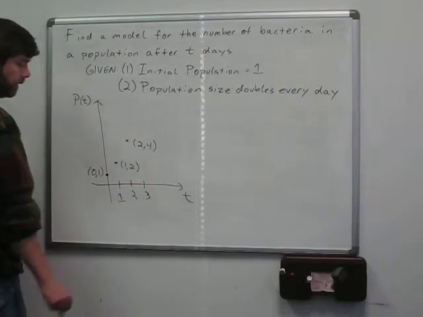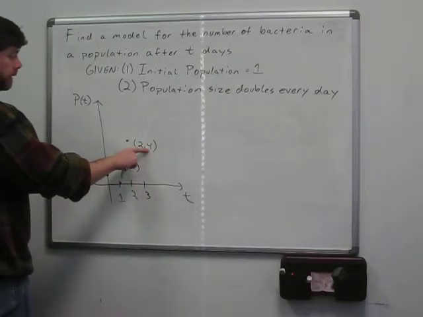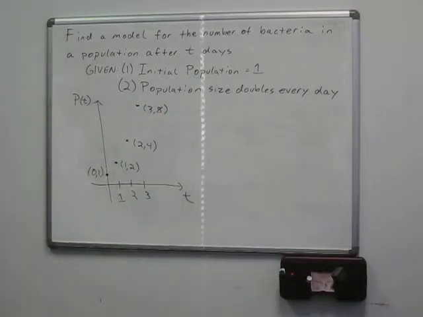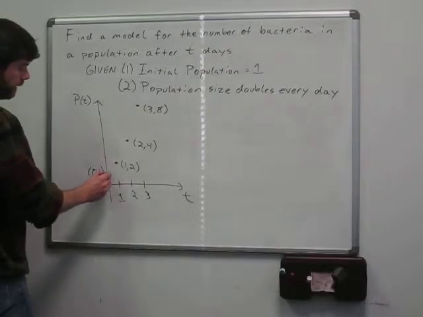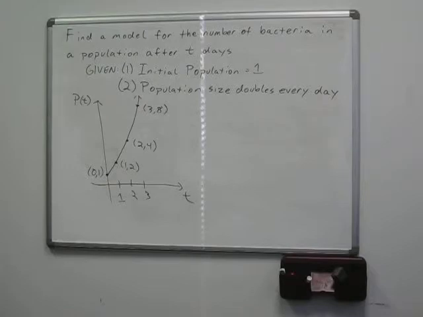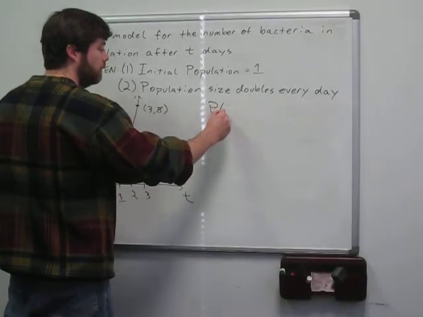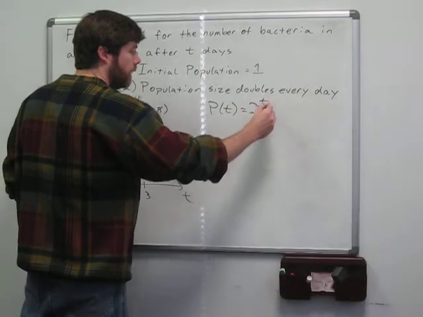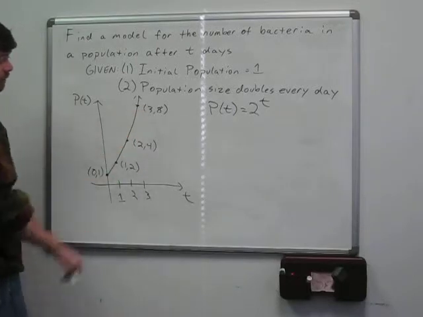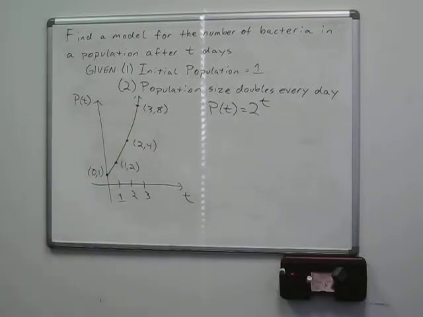And let's just do one more. At the end of day 3, this population size should double, and we should be up to 8 bacteria. So the model for this growth has to pass through all of these points, and there's a very basic function that accomplishes this. P of t equal to 2 to the t, right? So an exponential function will pass through all these points, and it's a perfectly suitable model for this bacteria in these conditions.